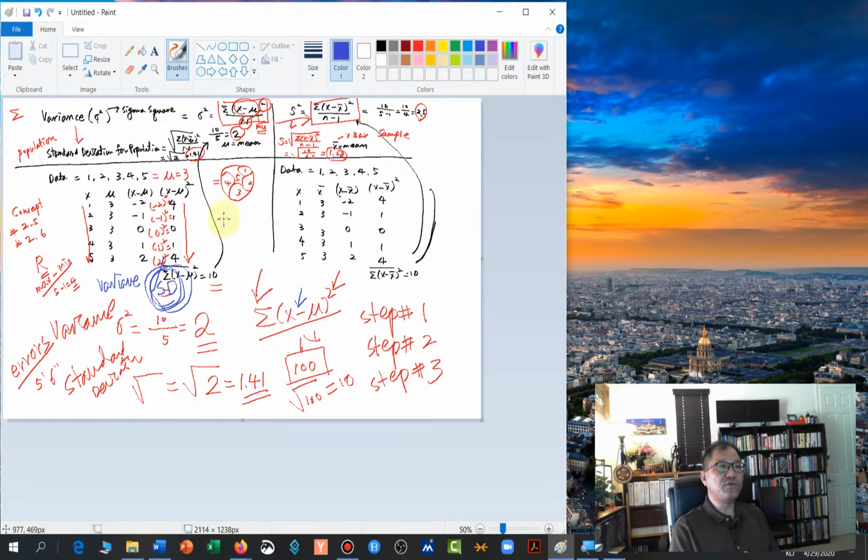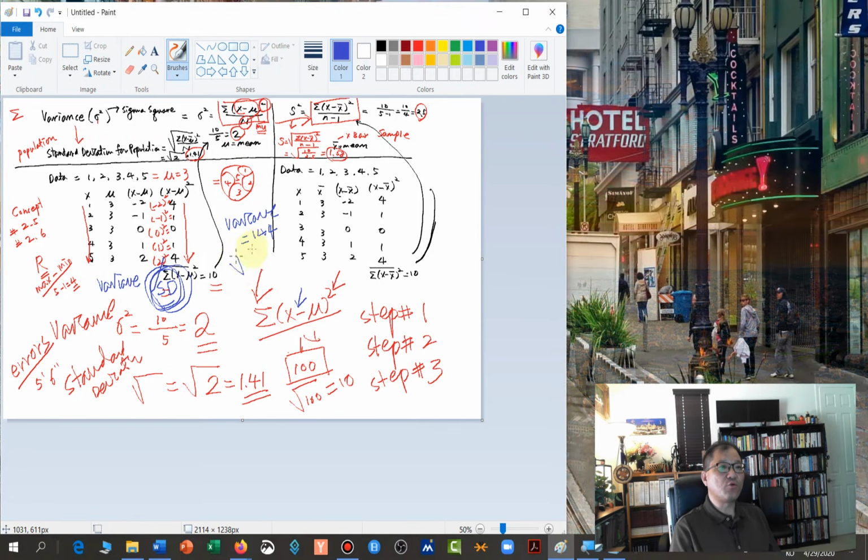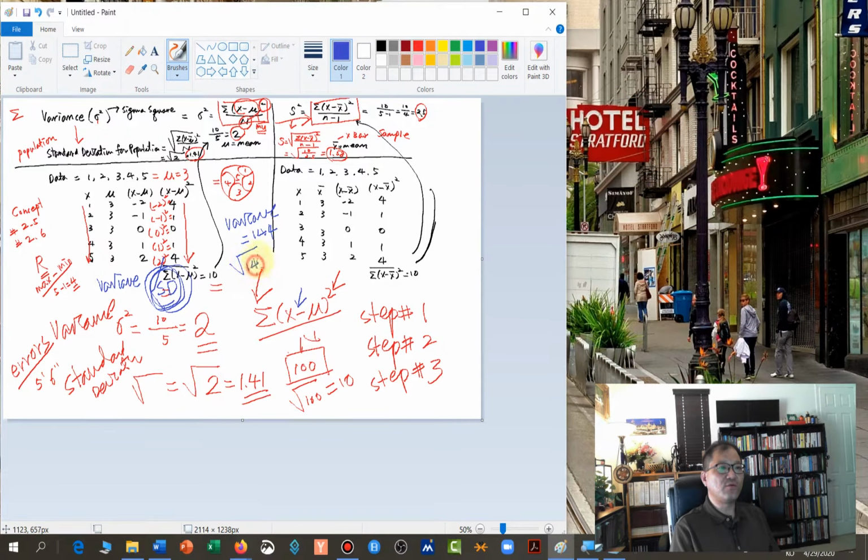So what if your variance equals 144? What is the standard deviation for the population? That is the square root of 144, which equals 12. So standard deviation is always smaller than the variance just because of the square root, right?